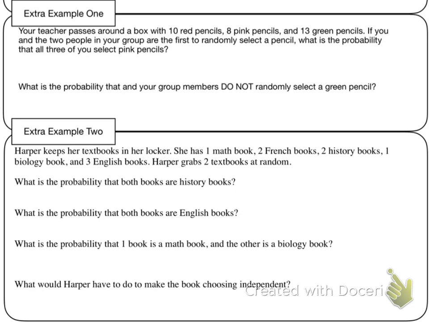Okay, so let's look at the pinks. Let's first figure out how many total pencils we have. We have 10, 8, and 13. So it looks like we have 31 pencils here. You do 10 plus 8 plus 13, you just combine all those. Now, let's say that I go first and I pick a pencil. The chances of me getting a pink pencil is 8 out of 31.